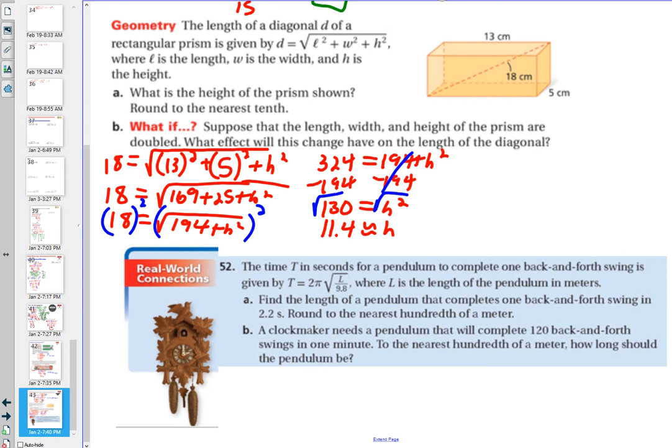But wait, there's more. What if? This is nice because it shows me something to learn. To answer this question, we don't have to do anything. I will do it to show you, but we actually don't even have to. Suppose the length, the width, and the height are all doubled. What effect would that have on the diagonal? We'll learn something in geometry next year. If I get the measurement I just found and I double all of them, what would happen to the diagonal?